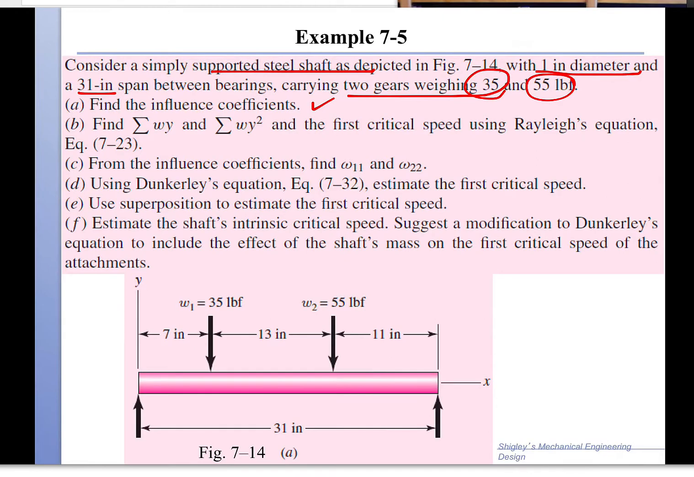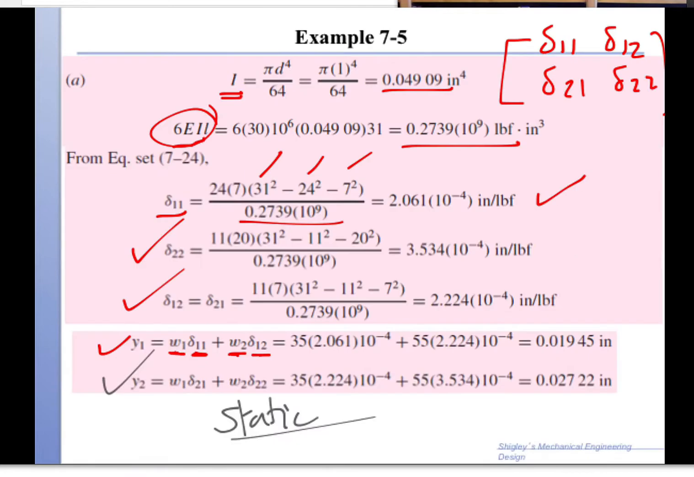So let's go back and see what is required. We found the influence coefficients, and we wanted to use number D. We wanted to find it using Dunkerley's equation. We applied it here to find omega, the first critical speed.